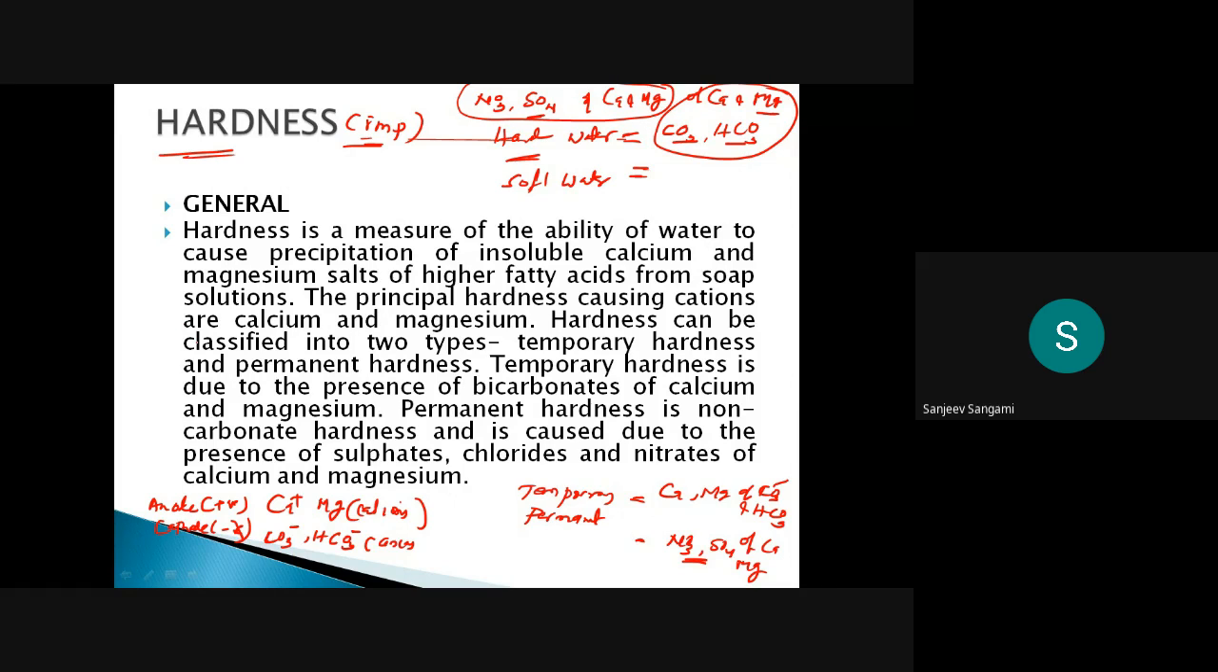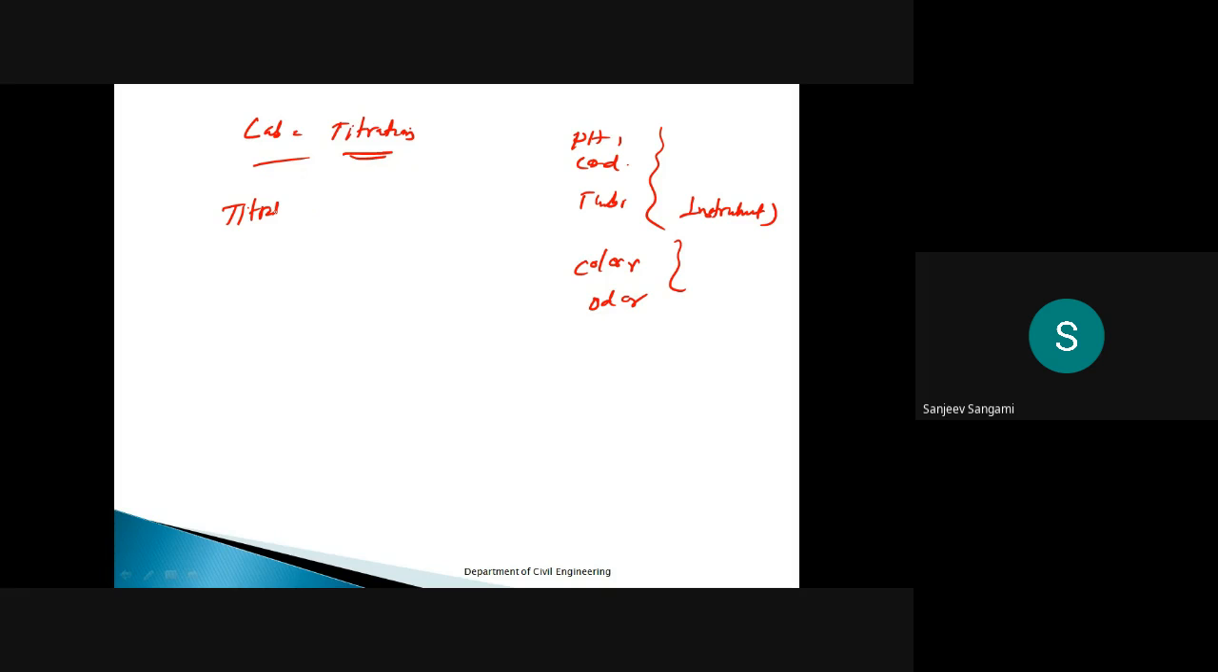See then, how exactly are we going to determine it in the laboratory? Okay, in the lab, we are determining it with the help of the titration method. See, previously pH, conductivity, turbidity, and color and odor, for these we used instruments to determine them. But the hardness we determine with the help of the titration method. The method is called the EDTA method. The titrant we are using is EDTA.